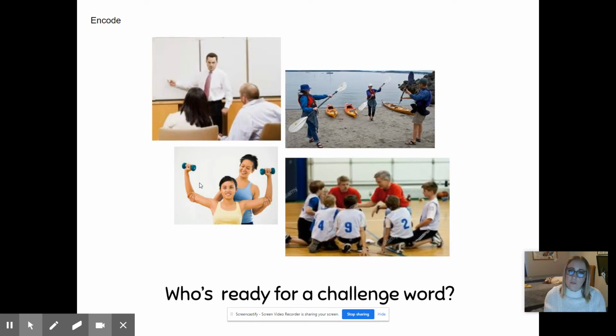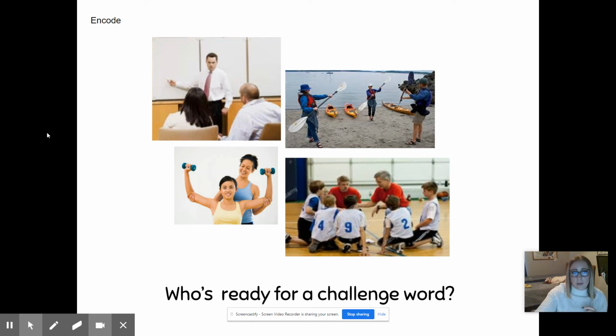And then it says, who's ready for a challenge word? So on the first word, we talked about there were instructors, right? So an instructor does something to the person that's listening. Where I'm a teacher, the verb that I do, the thing that I do is I teach. So something that an instructor does is they instruct you on how to do something.